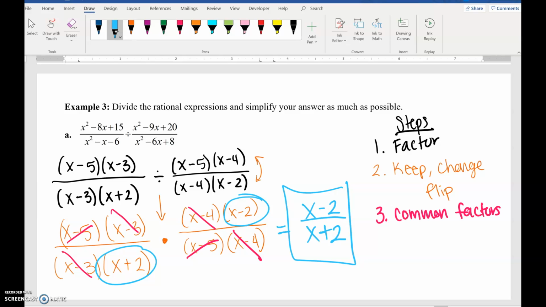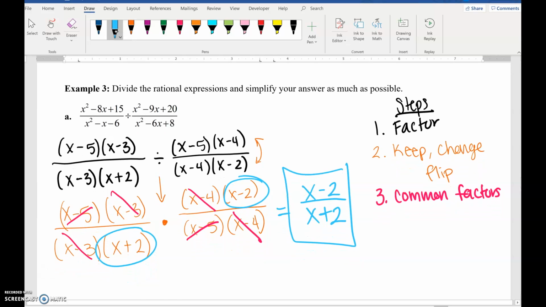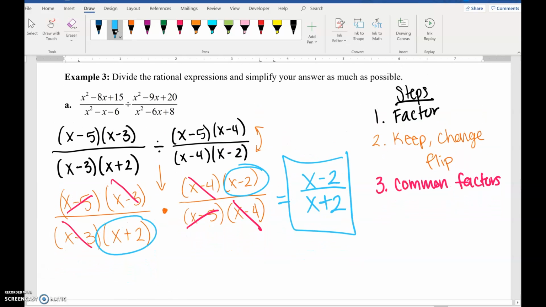So that is it for 4.3 of multiplying, dividing, and simplifying. Awesome. Look forward to 4.4.